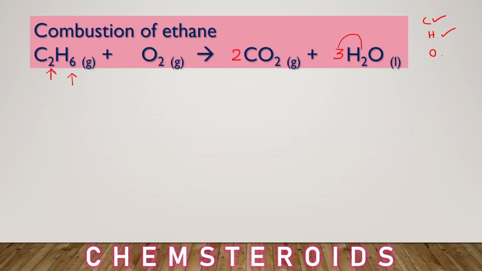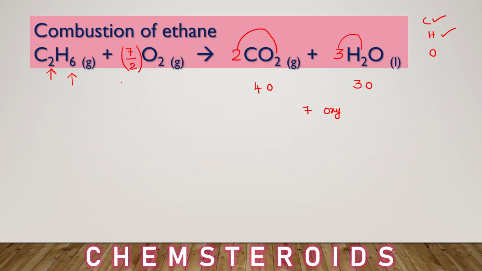How do you balance oxygen? Find out the number of oxygens on the right side, divided by 2 will give you the oxygen number on the left side. So here 2 into 2, that is going to be 4 oxygen atoms. Here 3 into 1, that's going to be 3 oxygen atoms. Total 7 oxygen atoms. So which means 7 oxygen atoms, half of that is going to be 7 by 2. That's going to be a fraction.